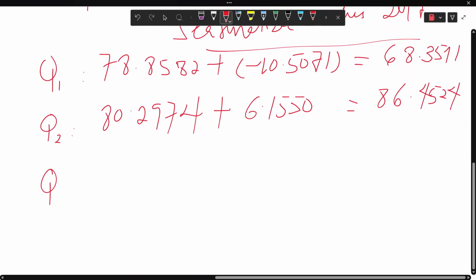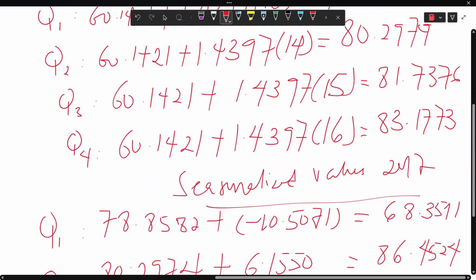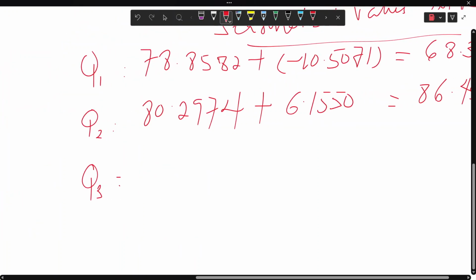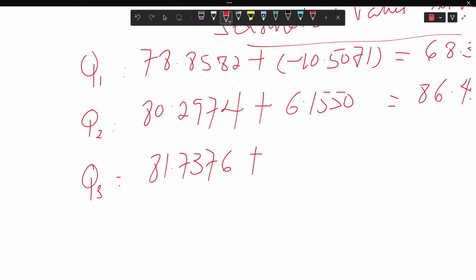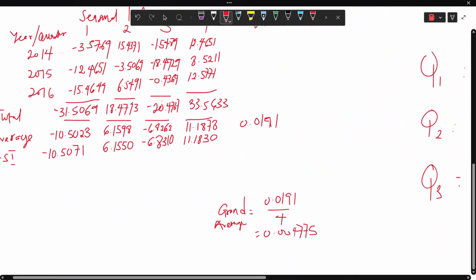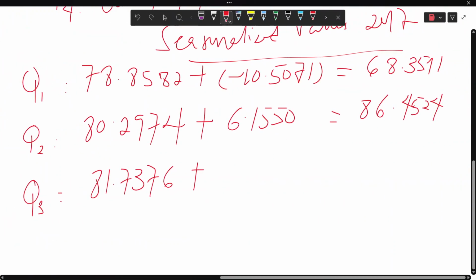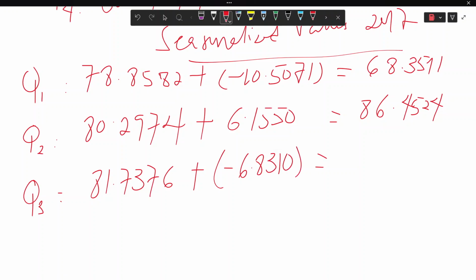Now let's come to quarter three. The deseasonalized value for quarter three was 81.7376. Let's add the ASI for quarter three. It was negative 6.8310, giving us 74.9066.